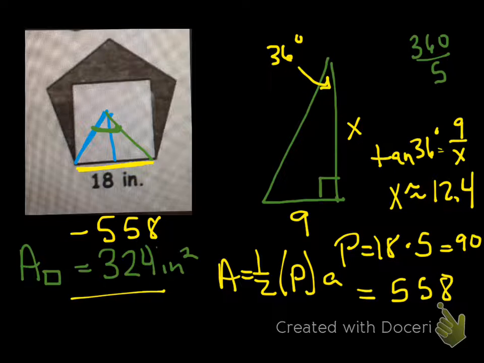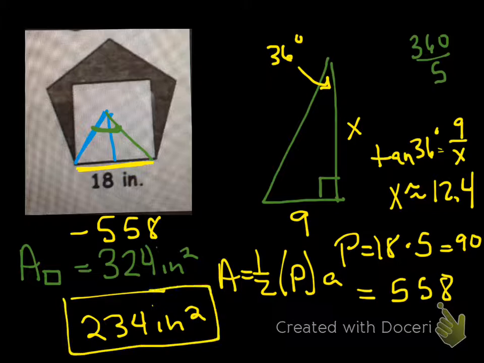And you should get approximately 234 inches squared. I know it's a little bit different on your answer sheet. I think it says 233.4. Okay, all right, on to the next one.